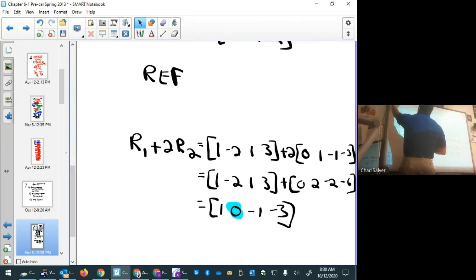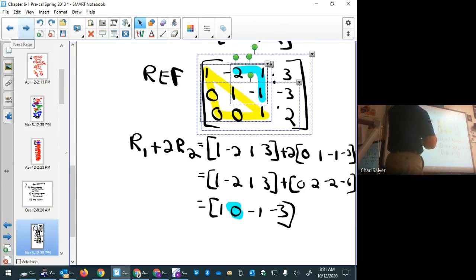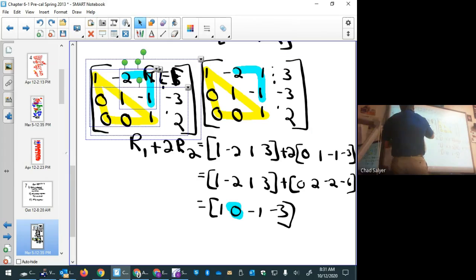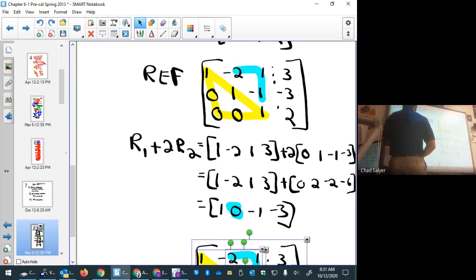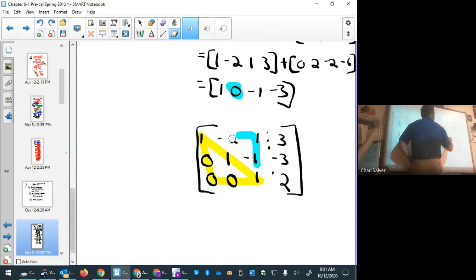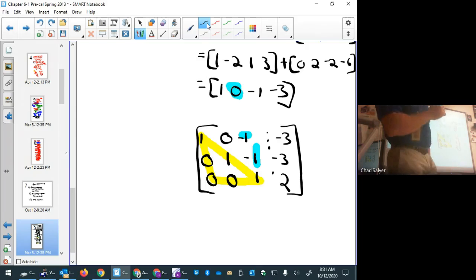Not what I wanted to do. Undo. Yeah, there we go. Copy. There we go. So we'll replace the first row now with the new and improved first row. So 0, -1, -3. Everybody with me so far? And we have gotten that 0 to match.